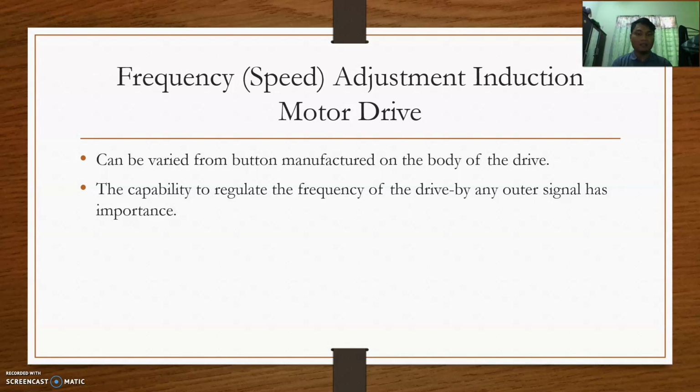The frequency at the output of the solid-state drive can be varied from a button manufactured on the body of the drive, or from a long distance it can be regulated by an outer current or voltage signal. The capability to regulate the frequency of the drive by a remote signal is important because it allows any exterior process monitor or computer to adjust the speed of the induction motor according to the need of the system with which the motor is connected.